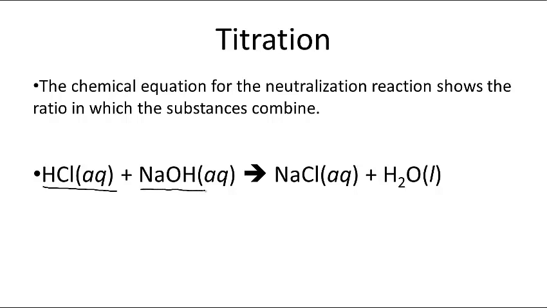The reason we do this in titration is to figure out, we might know this concentration, and this might be an unknown concentration. Through titration, we can figure out our unknown concentration. But we have to start with a chemical equation. So titration starts with a chemical equation, which we'll get to on the next slide.